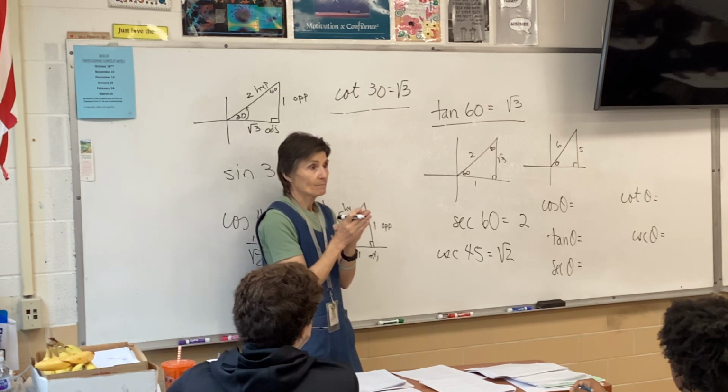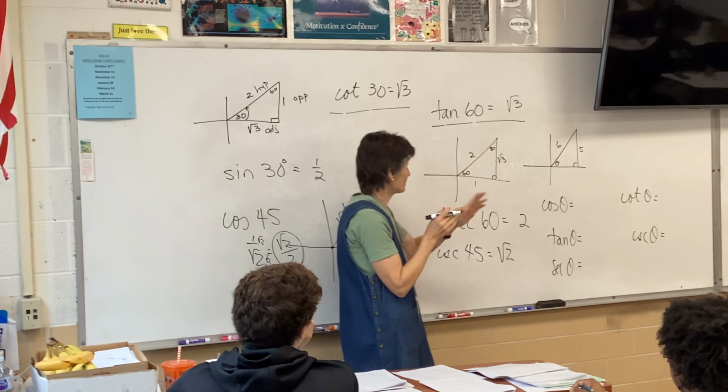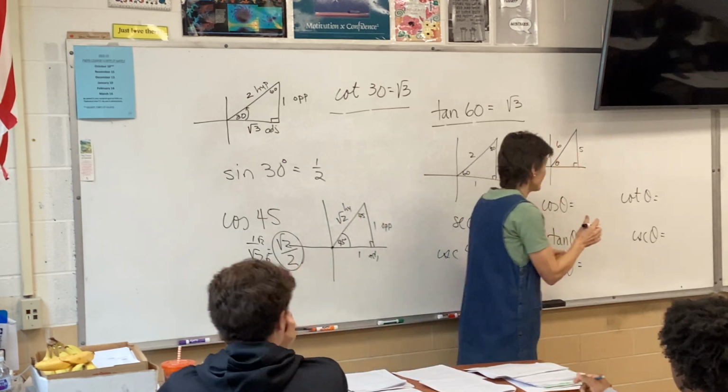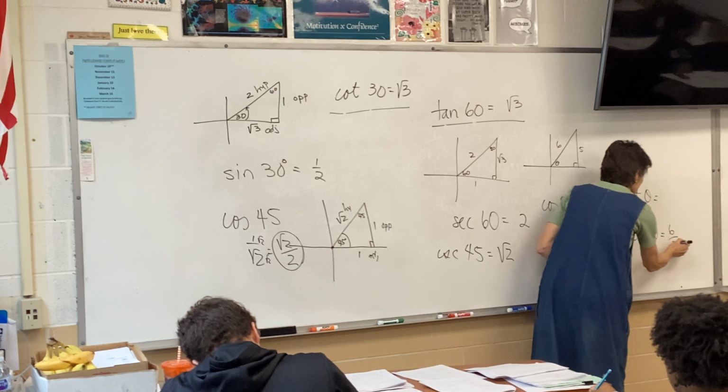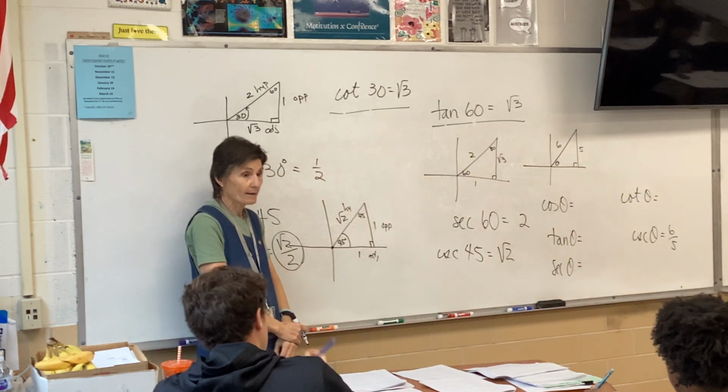Now, one of these we know right now without doing anything. The CSC, we call that the cosecant, and the cosecant will be 6/5, because the cosecant is the reciprocal of the sine.